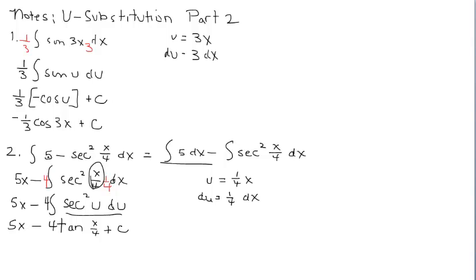Check your work by differentiating. This becomes 5. Yep, that's what was there. Minus 4 times the derivative here would be secant squared times the derivative of 1/4 x, which would be 1/4, which would cancel with this 4. So by checking by differentiating, you should end up with the integrand that you started with here.